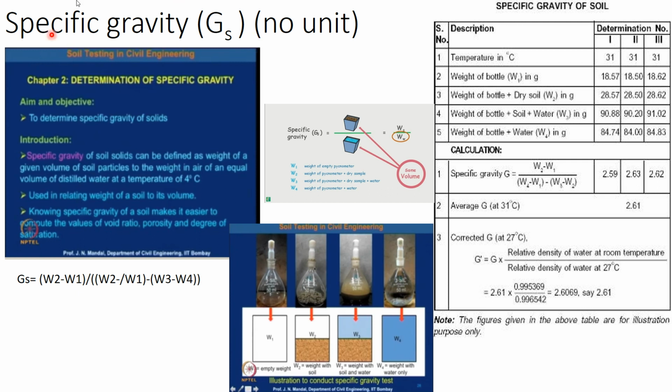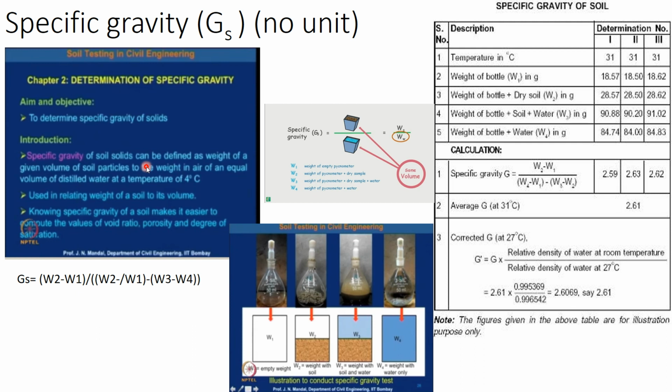So we'll see specific gravity. There are two specific gravities, one is mass specific gravity and the other one is specific gravity of solids. Always solids, that is what we concentrate on in soil mechanics. Why? Because when you take a handful of soil, there will be solids, that is your soil particles, and you have air in between the particles, and we have absorbed water. So all the three will be there.